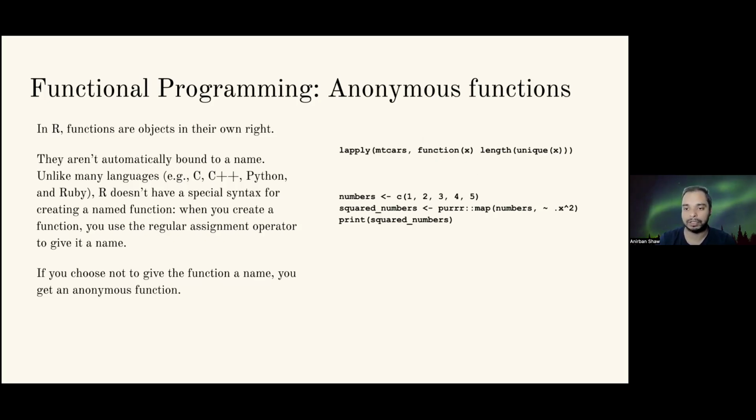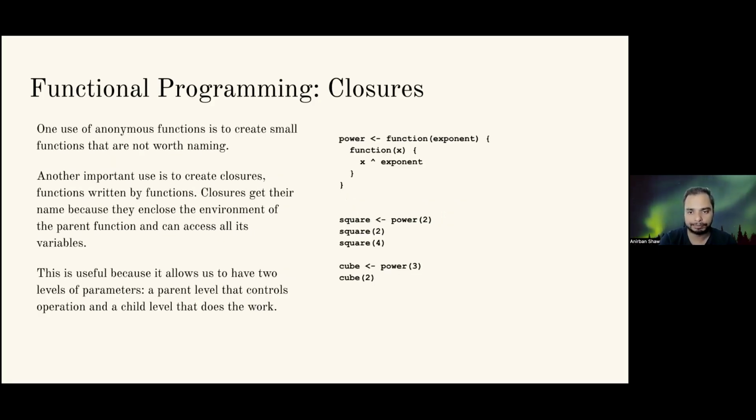I don't even need function and all of this. I just need to put a tilde, which will indicate it's a formula, and then write the formula itself, and it's going to give the list of squared numbers. So anonymous function. This is an important automation step, I would say, because from many lines of code, we now just have one line of code. The next one is closures.